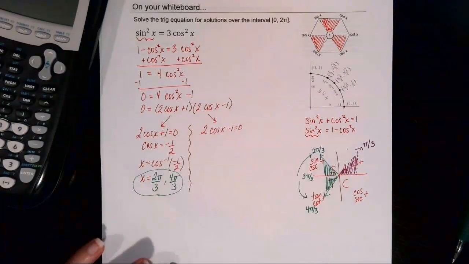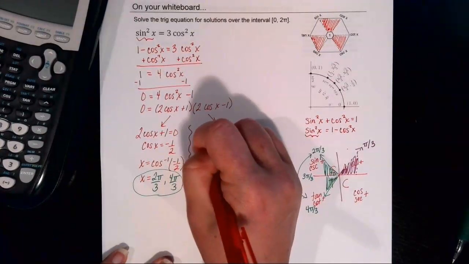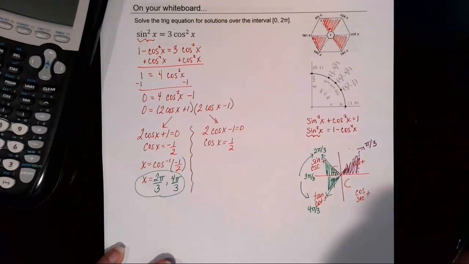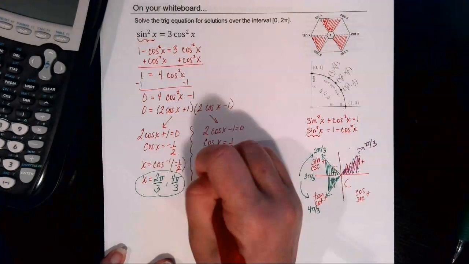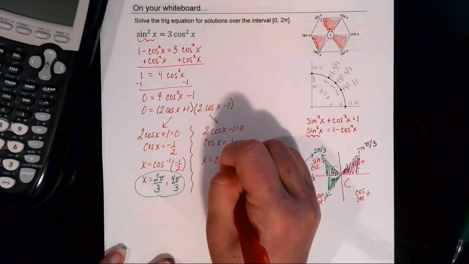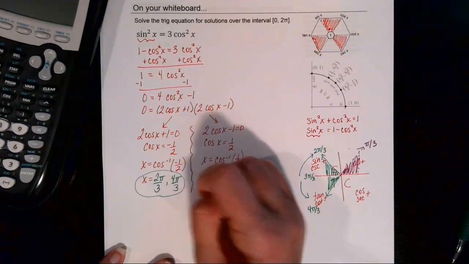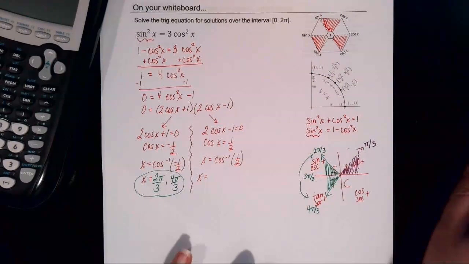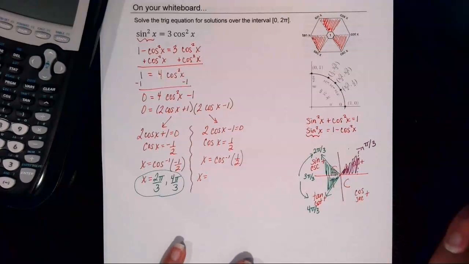Okay. Now for the second factor, we add 1 to both sides and divide by 2, and cosine of x is positive 1/2. Again, we do the inverse of cosine on both sides, and x is equal to the arc cosine of positive 1/2. So looking on our unit circle for where x is a positive 1/2, we already found one of those answers here at pi over 3.